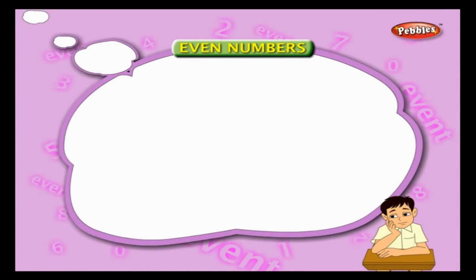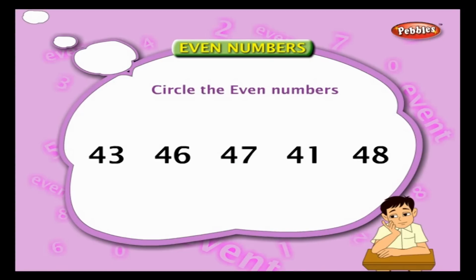Even numbers. Numbers ending with 0, 2, 4, 6 and 8 are called even numbers. Let us now circle the even numbers in the given 5 numbers. 43 ends with 3, so it is not an even number. 46 ends with 6, so it is an even number. Circle it. 47 ends with 7, so it is not an even number.